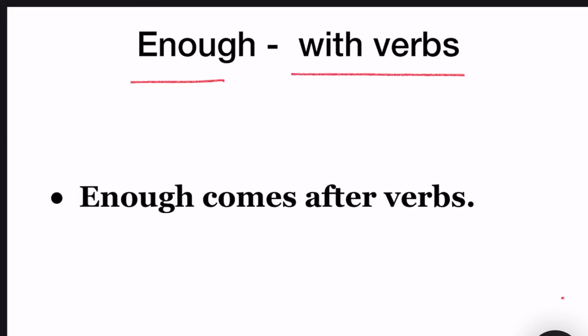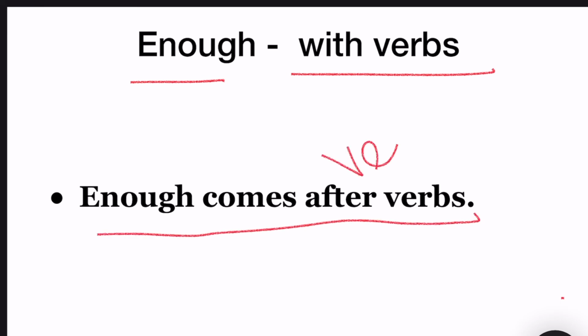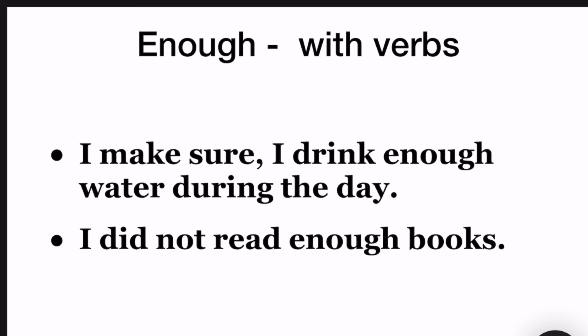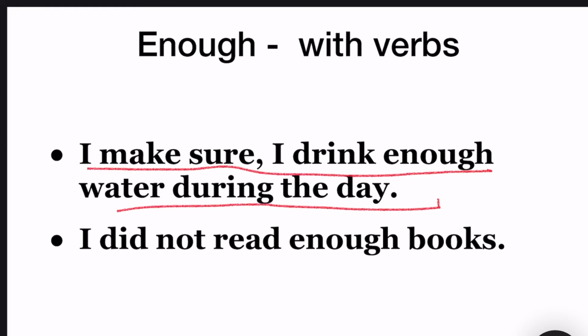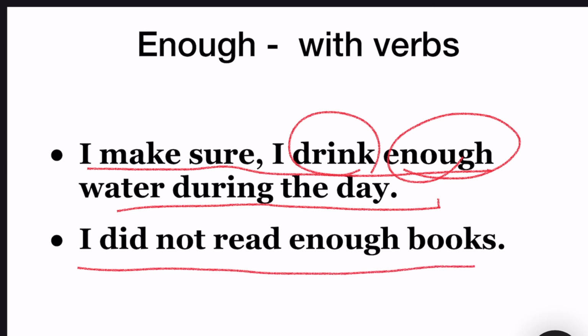Here, enough with verbs. Enough comes after verbs. That is verb plus enough. Look at the examples. I make sure I drink enough water during the day. Here, drink is a verb and we have used enough after the verb drink. I did not read enough books. Read is a verb and enough comes after the verb read.